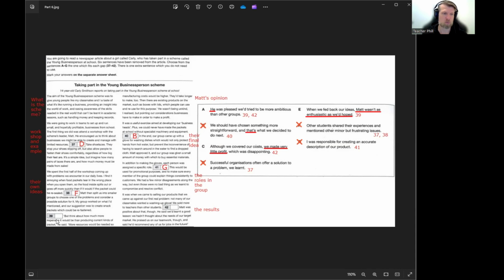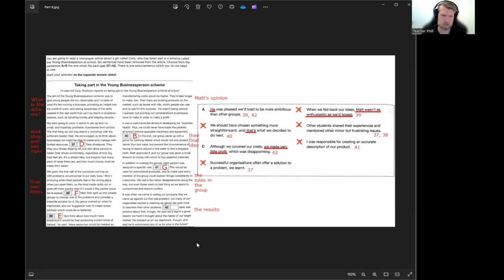But think about how much more expensive it would be than producing current kinds of packets. So it looks like Matt has some kind of objection to their idea. Yeah, I think because of that, I like E a little bit more. Matt wasn't as enthusiastic because he's kind of objecting to their idea. He says like, Bart, think about this. So I like that more, because he doesn't express that he was pleased. He's more against their idea. So I think E is better. So I will go with E.